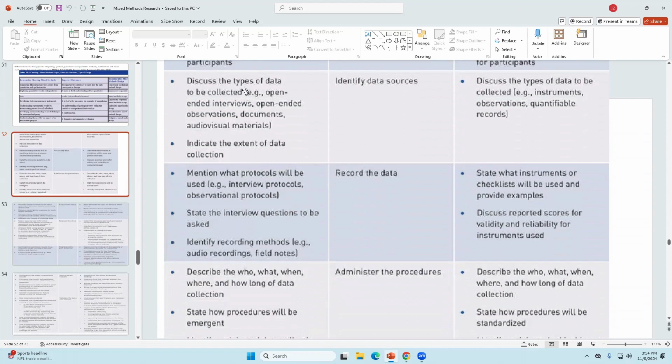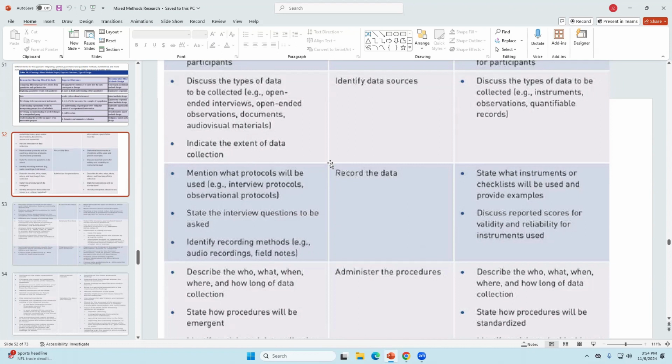In qualitative, what do you do? Open-ended interview, open-ended observation, documents, audiovisual, or identify the extent of data collection. In quantitative, discuss the type of data, instrument, observation, quantifiable record, what type of data you will collect. So the third stage is data sources. The fourth one is now you record the data. It's basic, okay? I am explaining, comparing both, but it's the basic you have already applied.